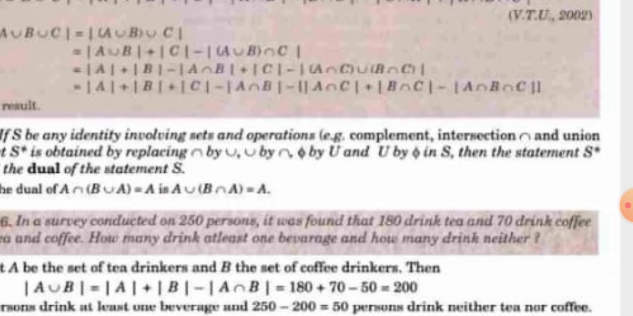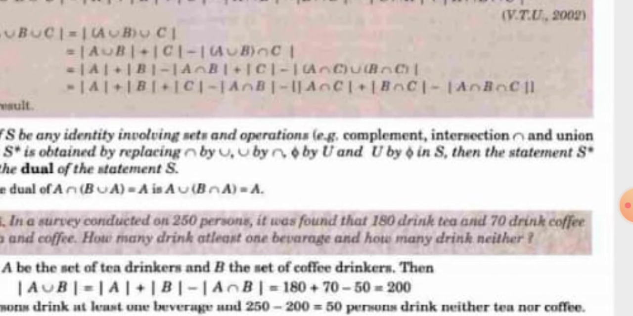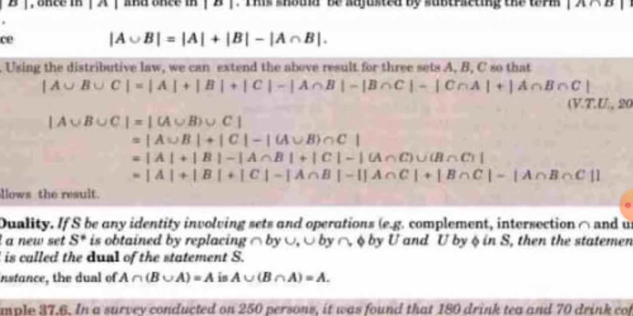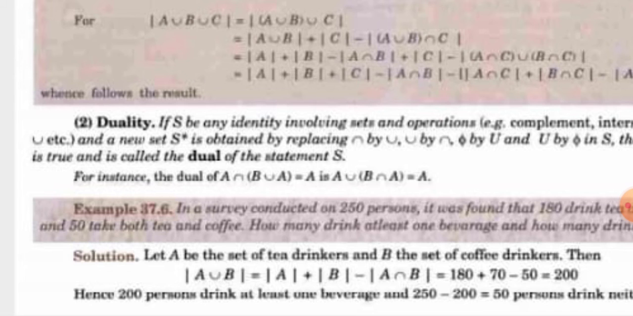After expanding these: cardinality of A plus cardinality of B plus cardinality of C minus cardinality of A intersection B minus cardinality of A intersection C, minus, in brackets, cardinality of B intersection C minus cardinality of A intersection B intersection C. Applying the minus, all signs will be changed and you get the same result as in the above equation. So, duality.